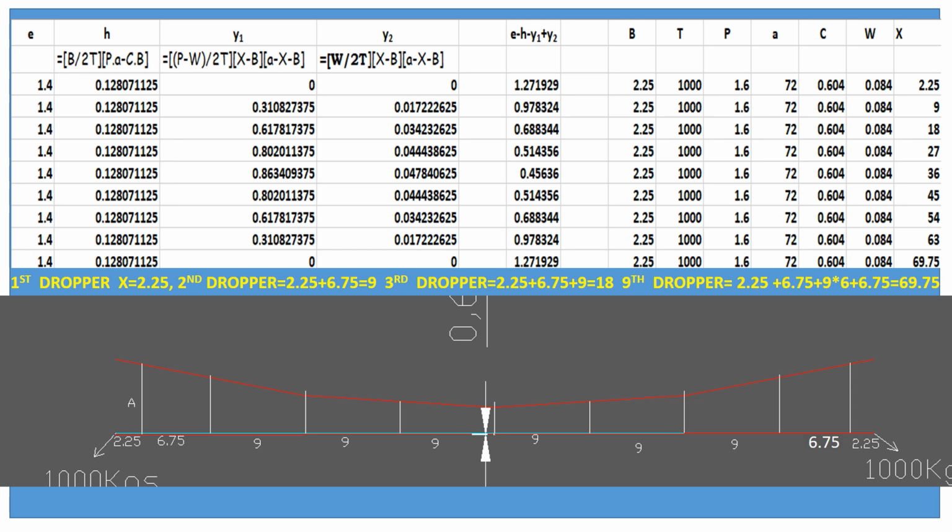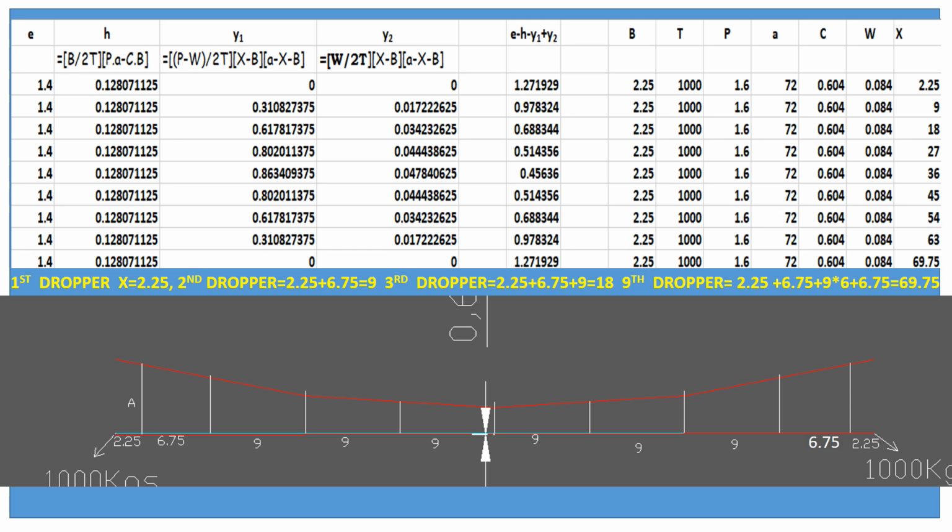All values of this parameter I have given. B is 2.25, T is 1000, this is fixed. P is 1.6, it is also fixed per meter. A, span, is variable. Span may be 72, 67.5, 63. In this way span will vary. C, catenary weight, it is also fixed. It is 0.604 kg per meter.